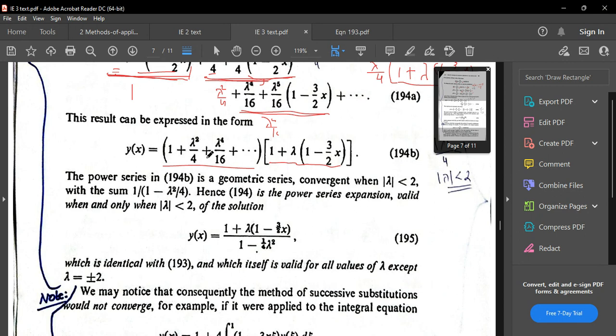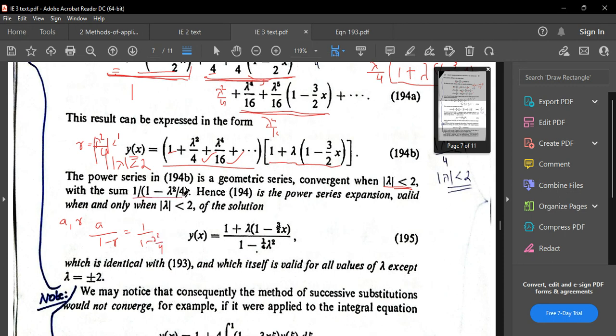So we came to know that this is a geometric series with the multiplier r equal to lambda square by 4. If lambda square by 4 is less than 1, that is mod lambda less than 2, this geometric series converges. So this y of x has a finite value for the sum. For a geometric series with first element a and multiplier r, it converges to the sum a by 1 minus r. Here 1 is the first term, so 1 by 1 minus r, where r is lambda square by 4.